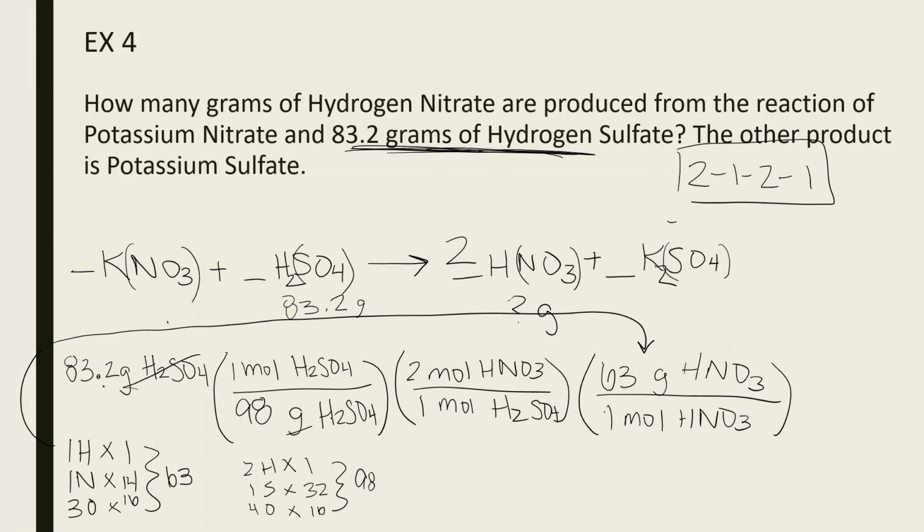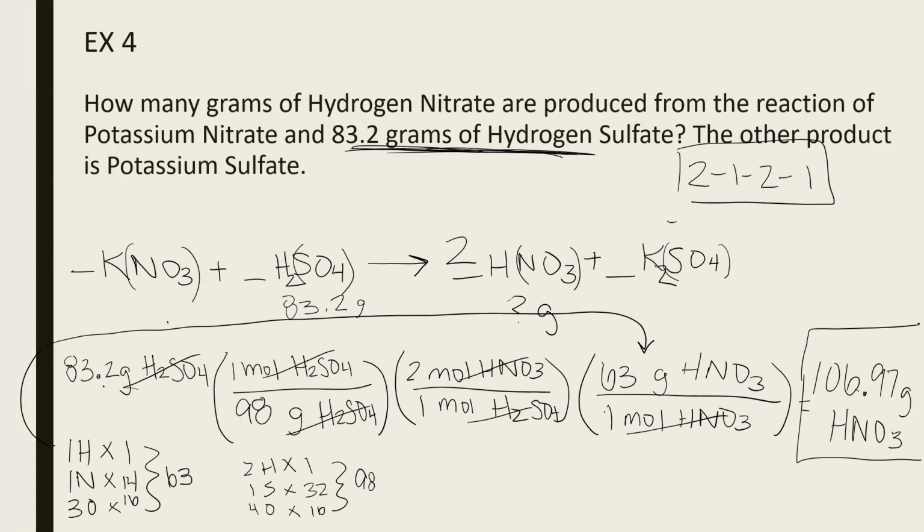Grams of H2SO4 cancels out grams of H2SO4. Moles of it cancels out moles of it. Moles of HNO3 cancels out moles of HNO3. In your calculator, 83.2 times 1 divided by 98 times 2 divided by 1 times 63 divided by 1. I got about 106.97. If you got something of 107 point something, rounding. My unit is grams, and my label was HNO3 hydrogen nitrate.